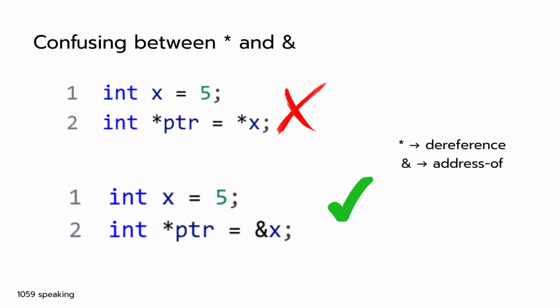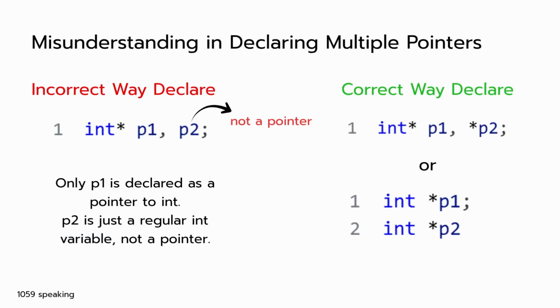The correct version uses &x, which means the address of x. Now ptr correctly points to x. So always remember: ampersand means address of, asterisk means value at. Mixing them up is one of the easiest ways to break your program.